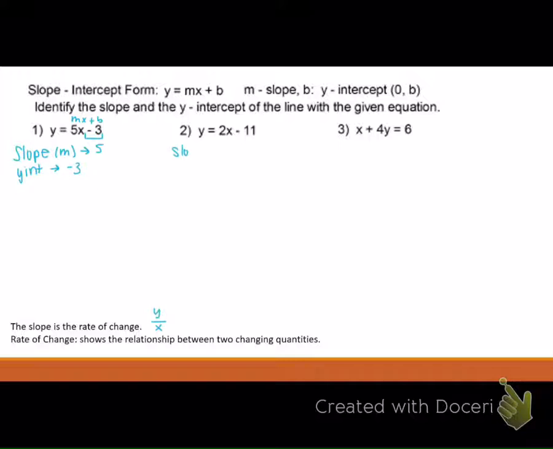Kaylee, what is the slope of number 2? M equals 2. Do you not know what y equals mx plus b is? Okay. Do you know it or not? It's fine, I just need to know where you're confused. Okay, so do you understand that now? Yeah. Okay, good. It's fine if you didn't. I was asking because I needed to know where you were. All right. Connor, how about the y-intercept of number 2?